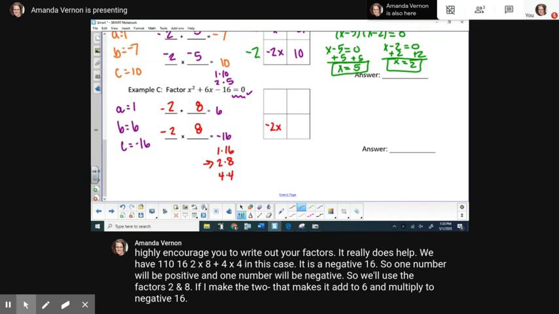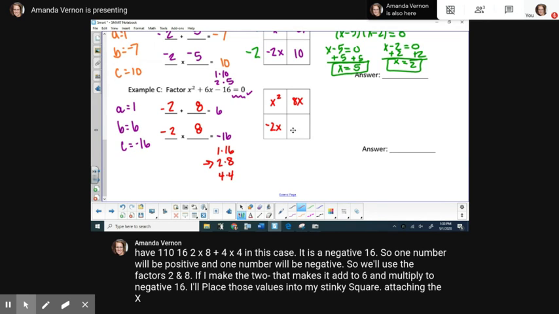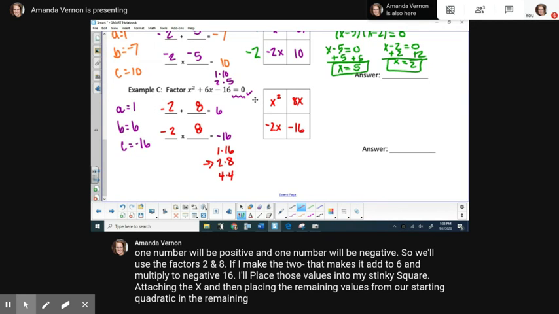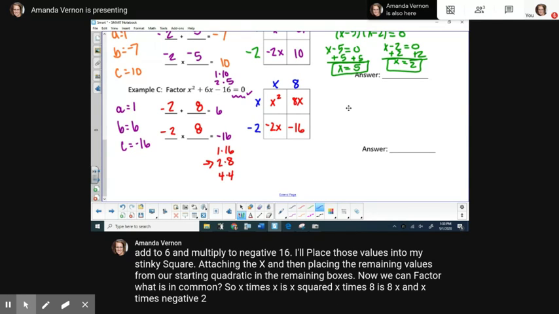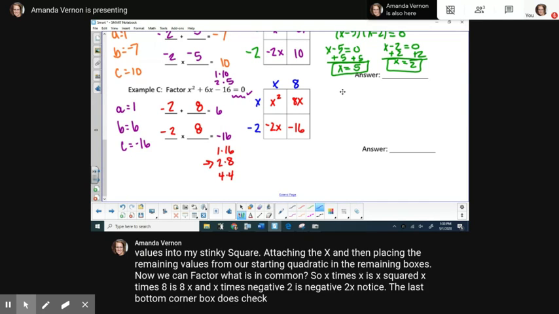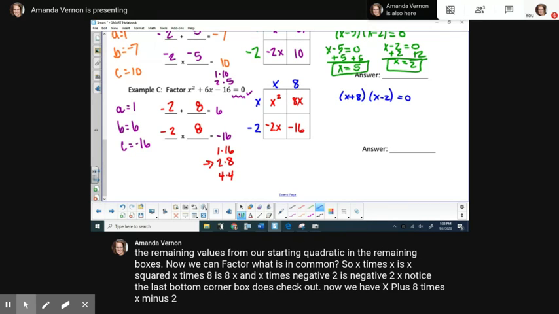I'll place those values into my sneaky square, attaching the x and then placing the remaining values from our starting quadratic in the remaining boxes. Now we can factor what is in common. So x times x is x squared, x times 8 is 8x, and x times -2 is -2x. Notice the last bottom corner box does check out. Now we have x plus 8 times x minus 2 equals 0. From here, we set each parenthesis equal to 0 and solve.